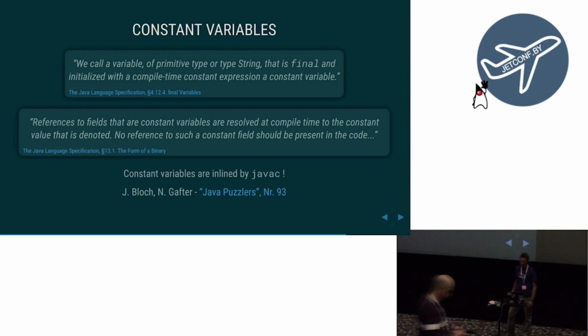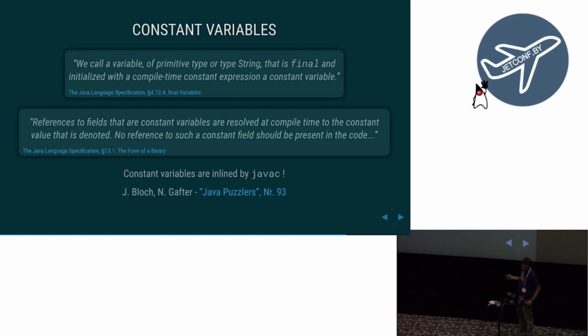So, I told you that the Java compiler is not very smart, but in some circumstances it tries to be smart. So Java defines something like constant variables: variables of primitive type and string, which are final and initialized with a compile-time constant expression. A compile-time constant expression is defined in the Java Language Specification in a long section, which you can read by following this link. Then these kinds of variables are resolved at compile time.